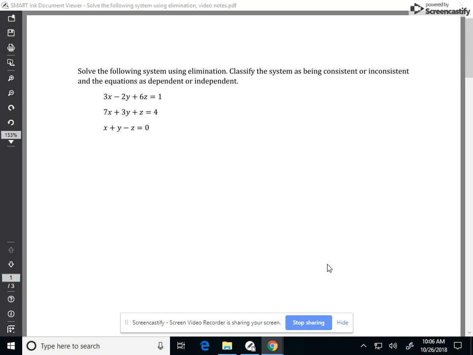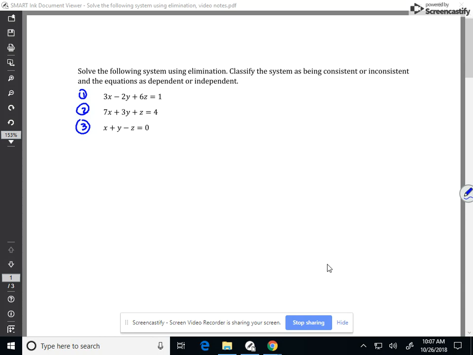So what I like to do is I'm going to number my equations. So this is going to be equation 1, equation 2, and equation 3. And the whole point is to get one variable to drop out. Okay, so what I'm going to do is choose equation 2 and 3 first. The reason I'm choosing equation 2 and 3 is because in equation 2 I have a positive z, and in equation 3 I have a negative z.